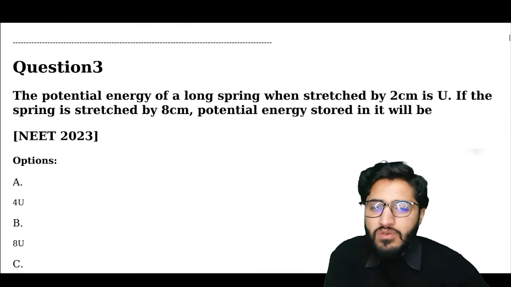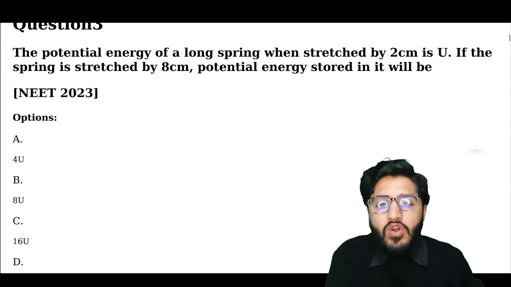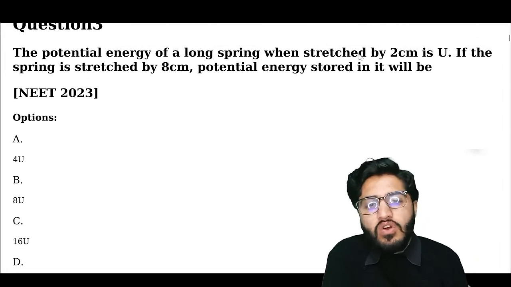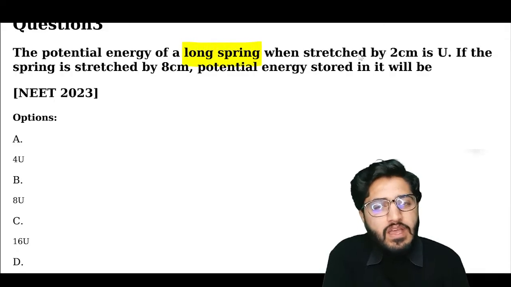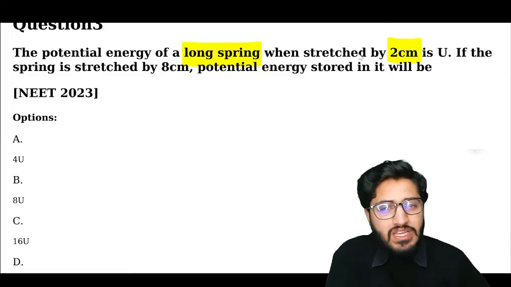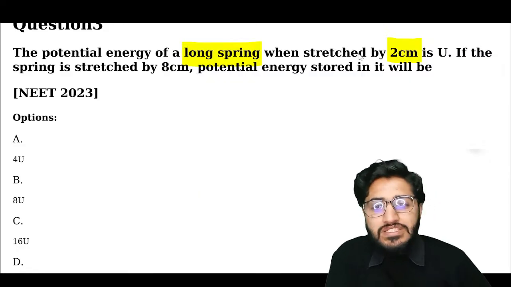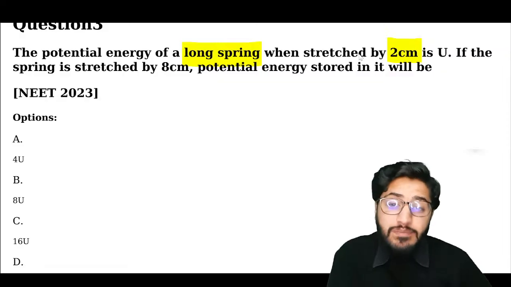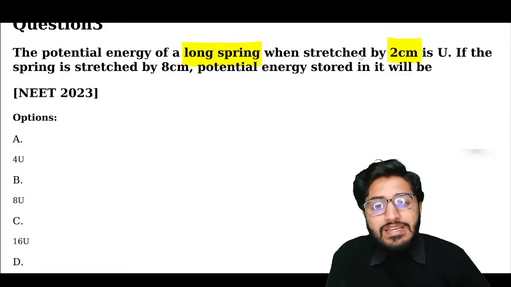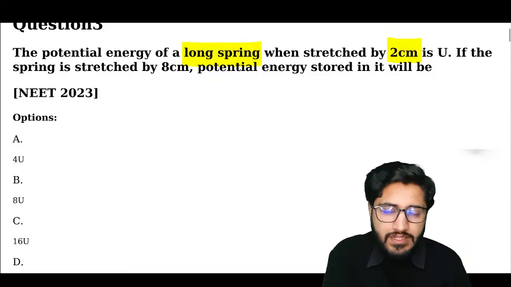Now we have question number 3. So the potential energy of a long spring. So what we have? A long spring. When stretched by 2 meters, its potential energy is U. If the spring is stretched by now 8 meters, we have to find out the potential energy stored in it. So look how we can get it.